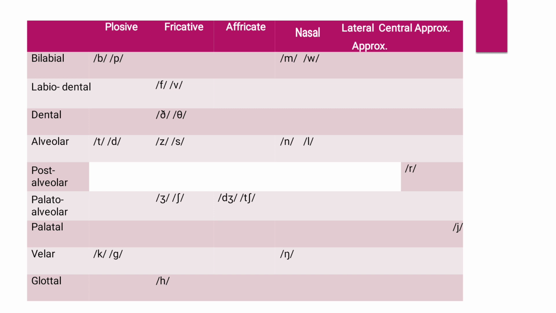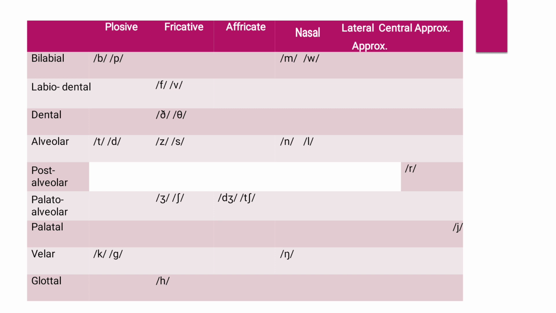Here is a chart that I have explained or illustrated in the earlier slides. The first one is the bilabial. The sounds of the bilabial are b and p. You know very well that bilabial means when both the lips touch each other. That is called bilabial.